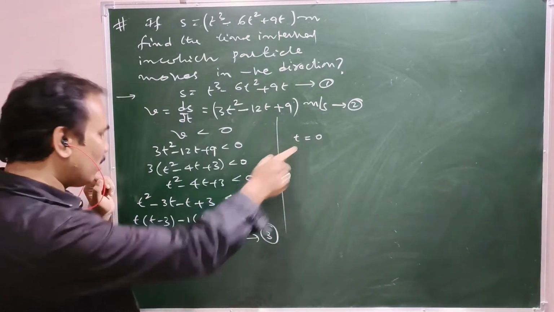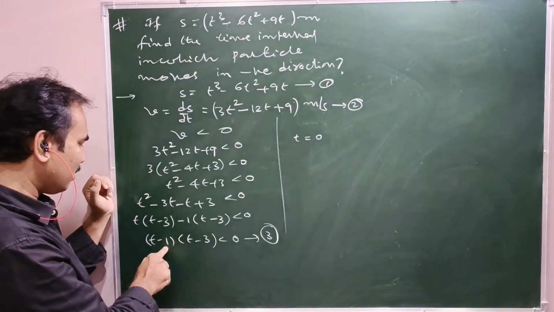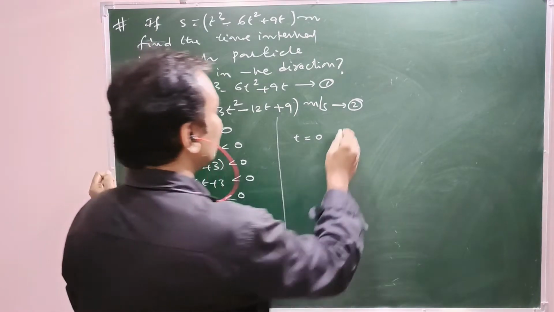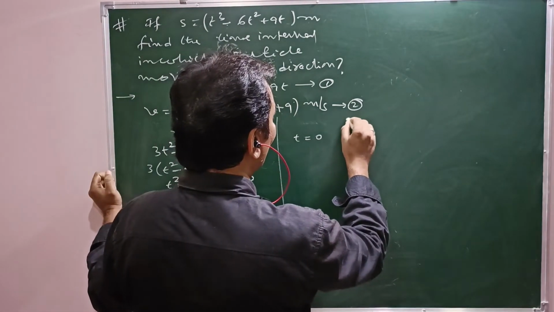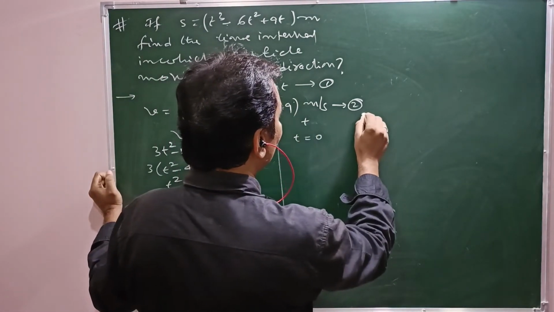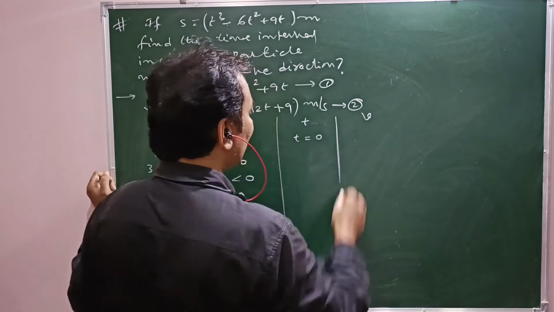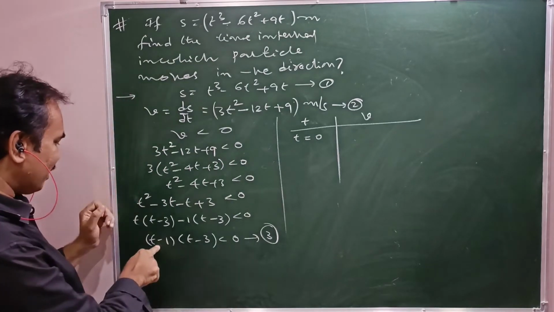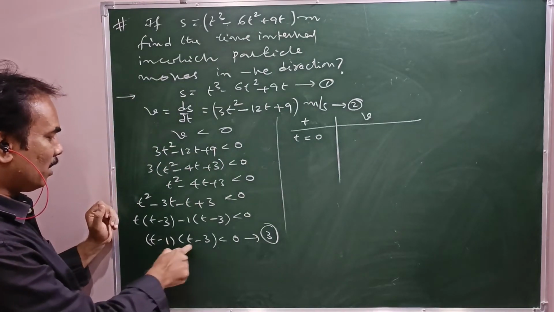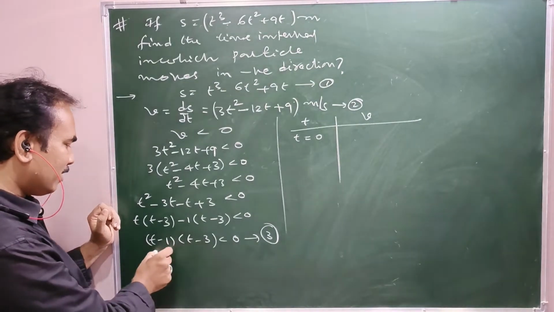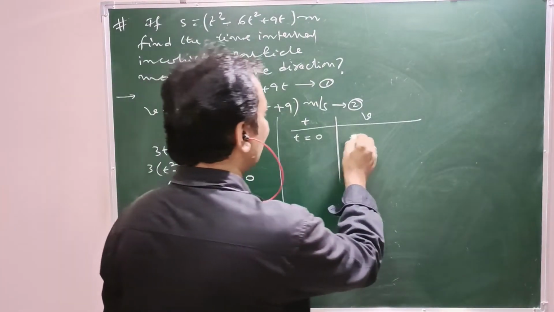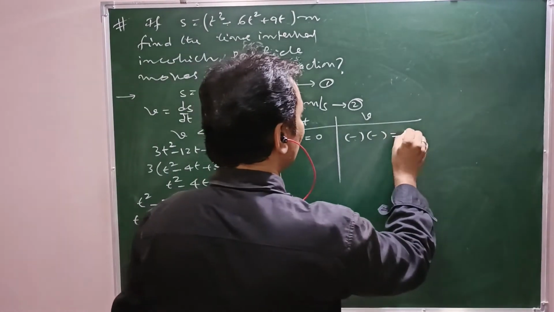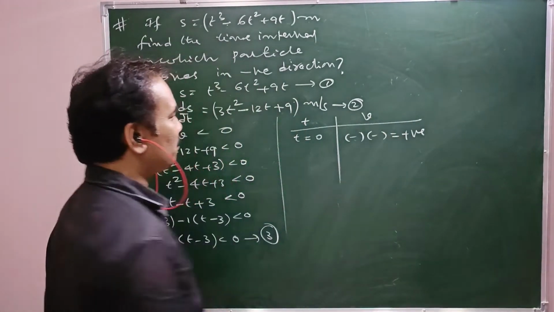Of course, from this expression also we can estimate the same. Because t equal to 0, substitute here: 0 minus 1 means minus 1, a negative term. Here 0 minus 3 means minus 3. So negative into negative is equal to positive. Velocity is positive. Am I right?